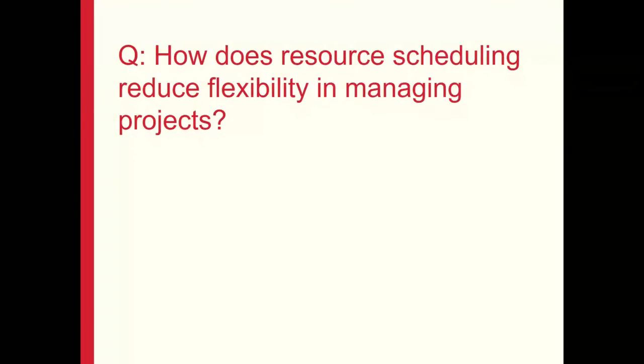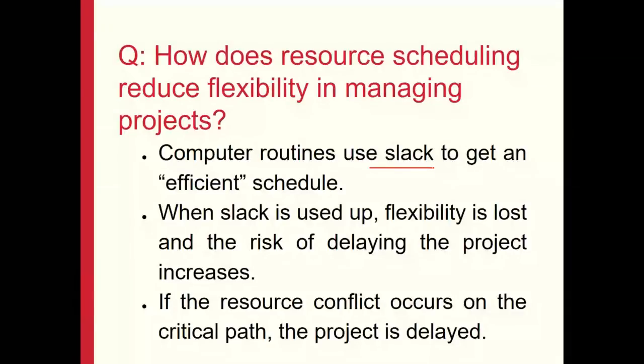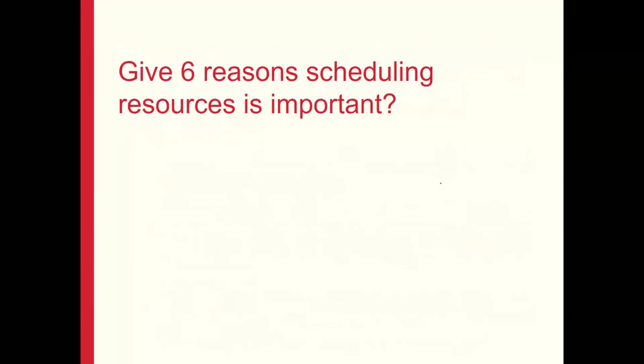So a question asked here is, how does resource scheduling reduce the flexibility in the managing of the projects? As we saw in our previous resource leveling examples, computer routines use slack to get an efficient schedule. When the slack has been used up, flexibility is lost and the risk of delaying the project increases. If the resource conflict occurs on the critical path, the project could be delayed.